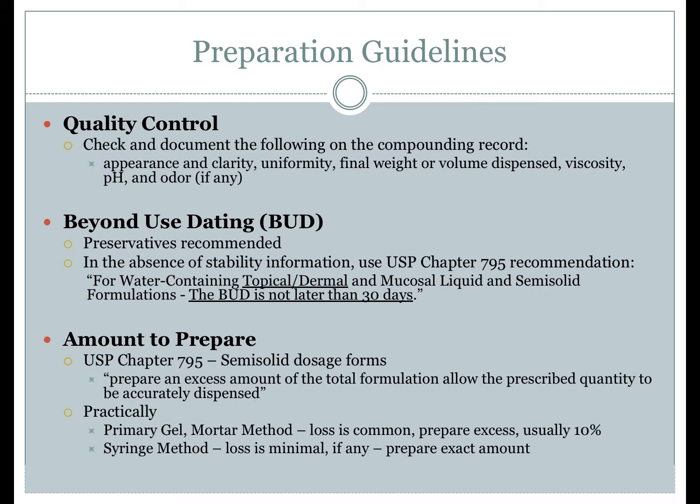This is a practical recommendation when using the method of creating a primary gel and using it to wet and disperse solids using a mortar and pestle. With this method, there is loss of product during the compounding, such that calculations and procedures should be based on the preparation of 10% excess. However, when using the syringe method described for compounding a PLO gel, there is very little, if any, loss of product. Often the gel is dispensed in the same syringe or container it was compounded in. In this case, there is no need to compound excess. Calculations and procedures should be based on the preparation of the prescribed amount.